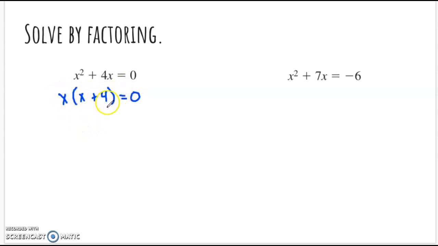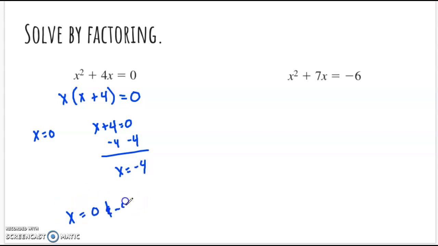From this point, it should be really easy to use that zero product property. Set one factor equal to 0, right? Set the other factor equal to 0 and solve if I need to. So in this case, I have to subtract 4 from both sides of my equal sign, so x equals negative 4. So that tells me that my two solutions are 0 and negative 4 for x squared plus 4x equals 0.